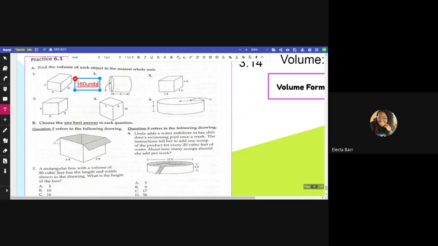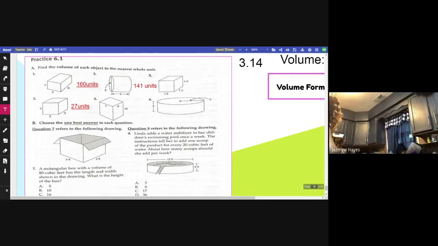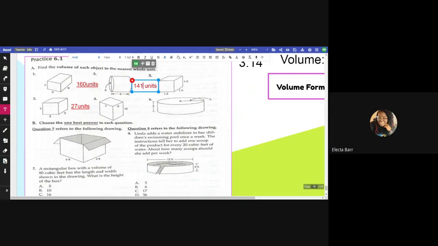For number 2, 27 units. Number 3, which was a cylinder, they gave you the diameter, so the radius was 3. You should have got 141 units. Number 4. Number 3, is it 0.3? Yes, I'm sorry, I rounded, but yes, it's 0.3.